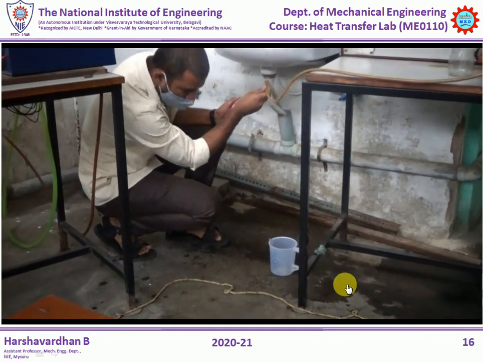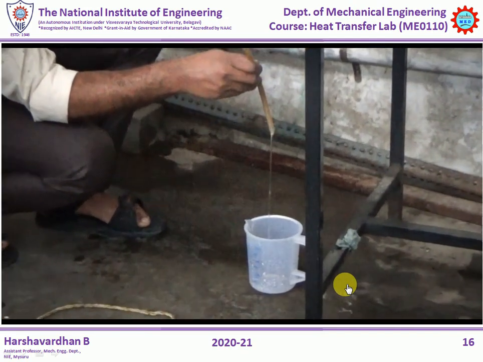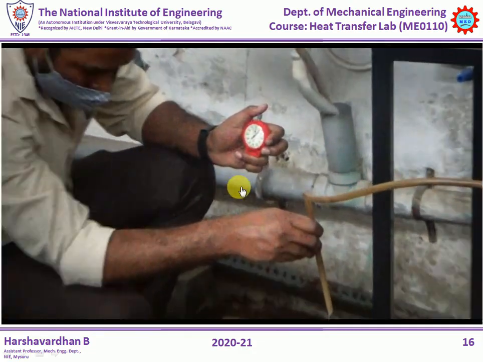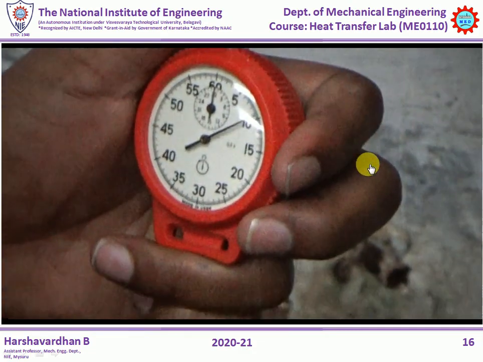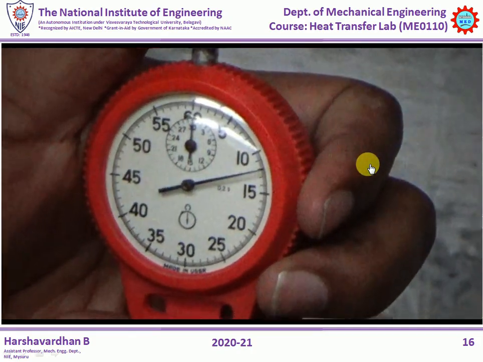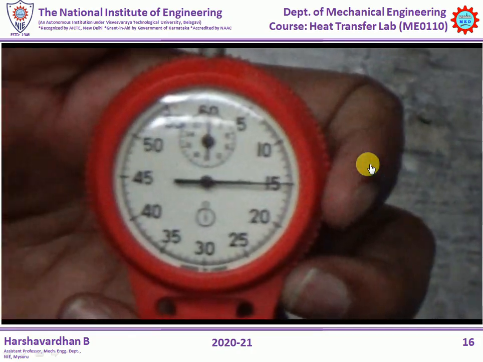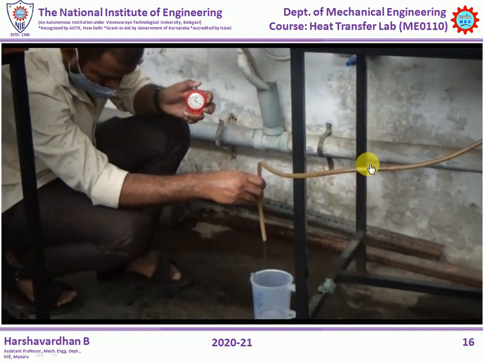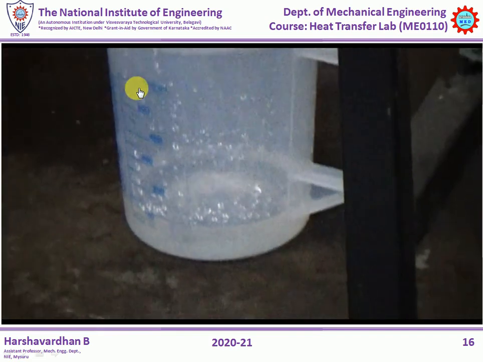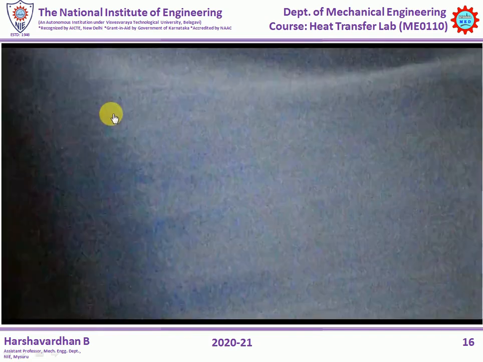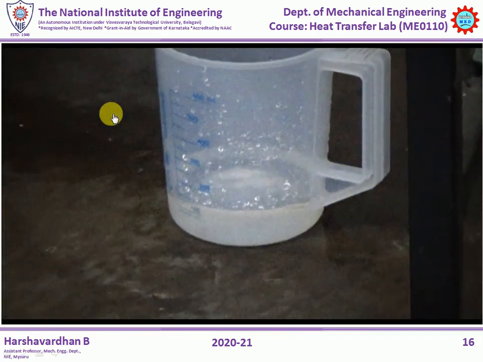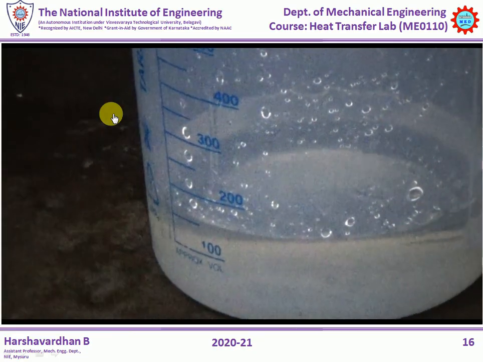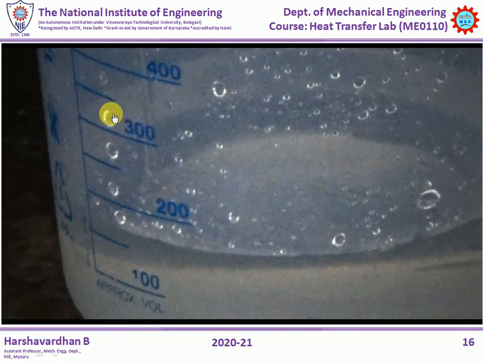Now it's the time for measuring the water flow rate. So we will try to collect 200 ml of water in the measuring jar, and we will note down the corresponding time that will be taken. For 200 ml of water collection, we will note down the time required, and by dividing the volume of water collected by time taken, we can calculate the volume flow rate. And once we know the volume flow rate, by multiplying it with the density, we can get the mass flow rate.